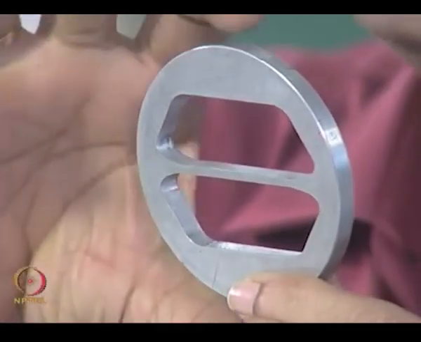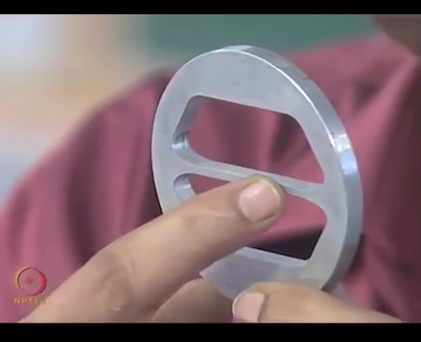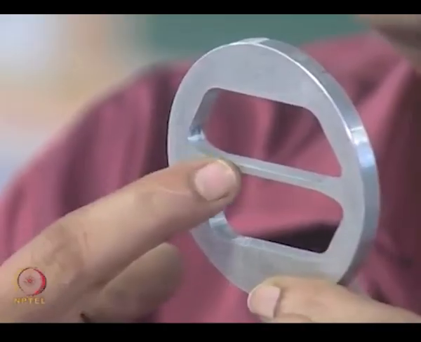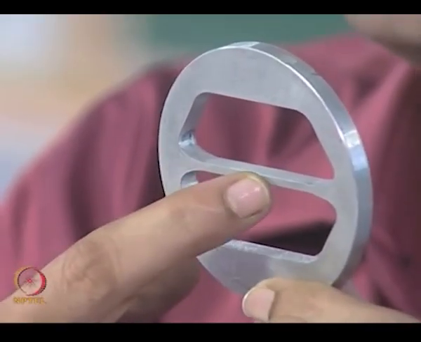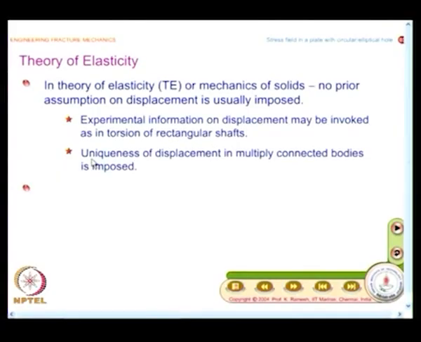I have another specimen like this, which is a very interesting specimen, this is appearing like Greek letter theta, so it is called a theta specimen, and when you apply compression, what happens here is, on the horizontal web it experiences uniaxial tension. This was developed by Professor Durelli for verifying some aspects of Moire, and this is a multiply connected object. So, in multiply connected objects, you have to invoke uniqueness of displacement in theory of elasticity.